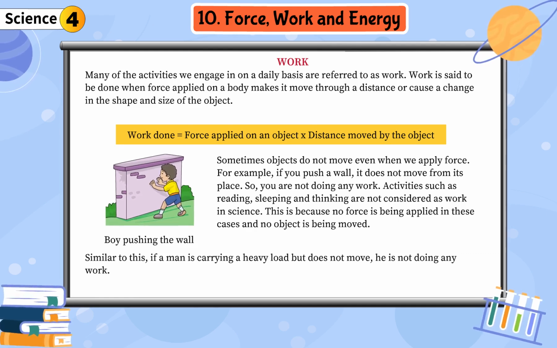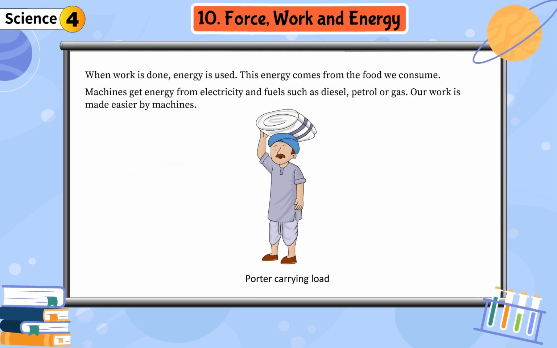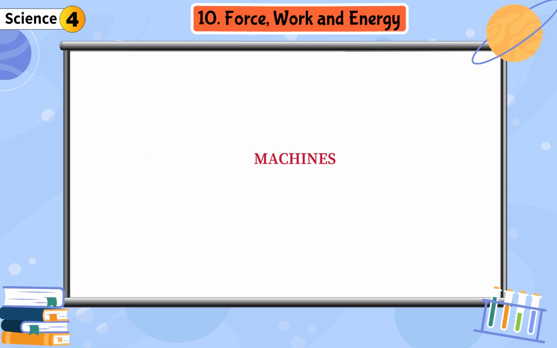Similar to this, if a man is carrying a heavy load but does not move, he is not doing any work. When work is done, energy is used. This energy comes from the food we consume. Machines get energy from electricity and fuels such as diesel, petrol or gas. Our work is made easier by machines.